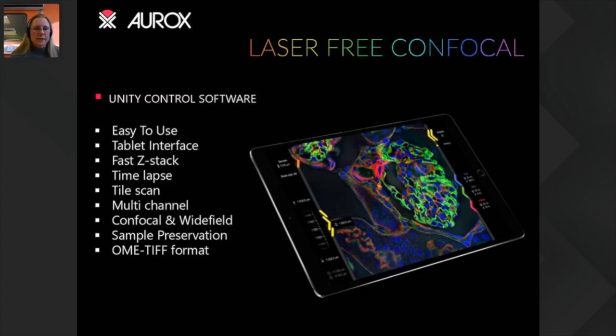It will allow you to do Z-stacks, time-lapse, tile scans, multi-channel, confocal, and wide field. One thing I didn't mention is that when we're strobing the light source, we only illuminate your sample when you move or when you do something. When you move the X, Y, or the Z, it will take a snapshot, so it's not illuminating your sample all the time. We found that sample bleaching in this instrument is very, very low, and your sample preservation is really high.